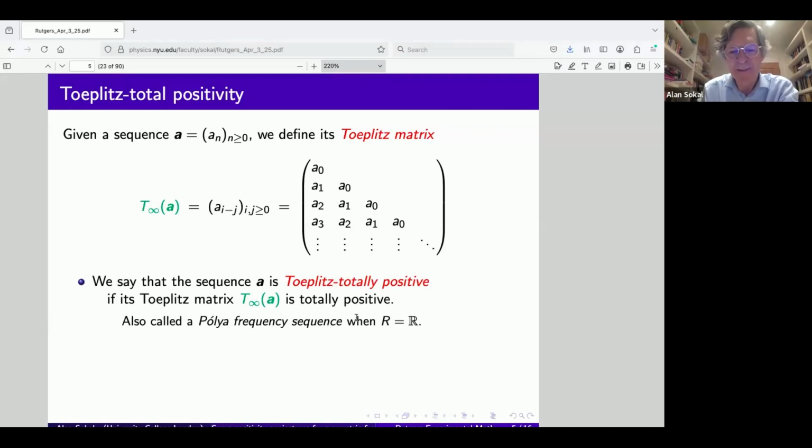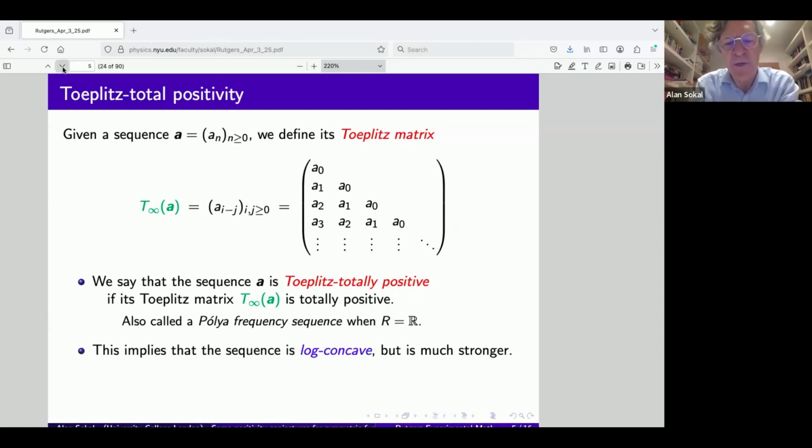And in the case of real sequences, this is sometimes called a Pólya frequency sequence. And notice this implies that the sequence is log-concave, because if you take any 2 by 2 minor here, saying that that 2 by 2 minor is non-negative is saying that the sequence is log-concave. But it's much stronger than log-concavity because we're demanding non-negativity of all the minors, not just the 2 by 2 minors.